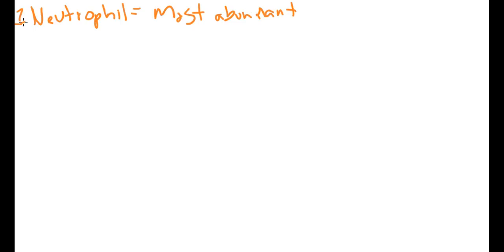Alright, so number 1 is your neutrophil. This is the most abundant, so this is the majority of your white blood cells. This is also your first responder. When something's going on, this one is pretty much the one who's going to recognize it first, or show up and try to fix it.